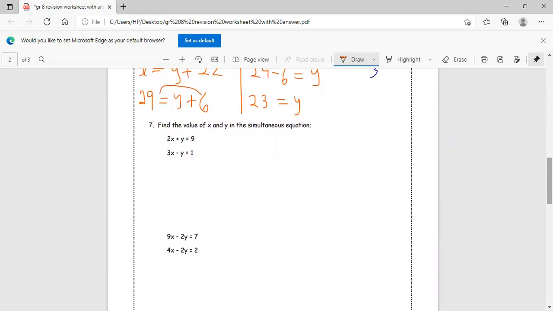This is about simultaneous equation. Equation that have two things that you don't know. As you can see, we don't know x and we don't know y. So we are looking for x and y. And you will see how easy it is to find this also, just as you have learned in the classroom.